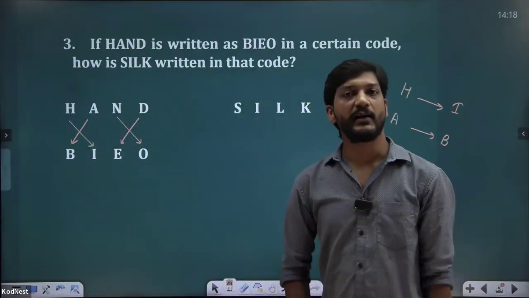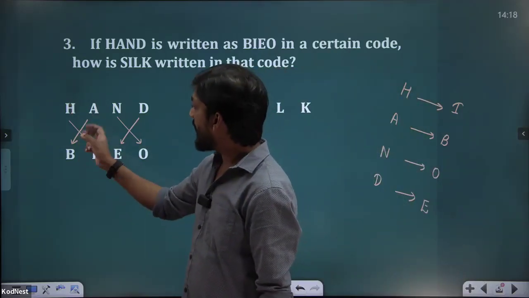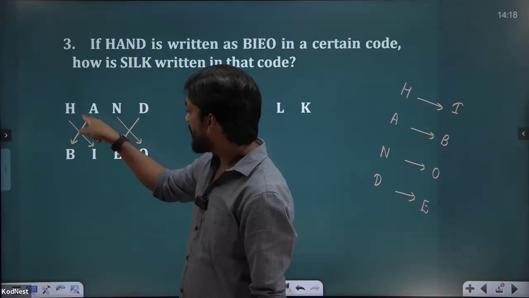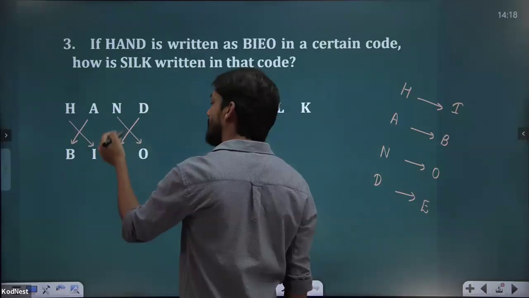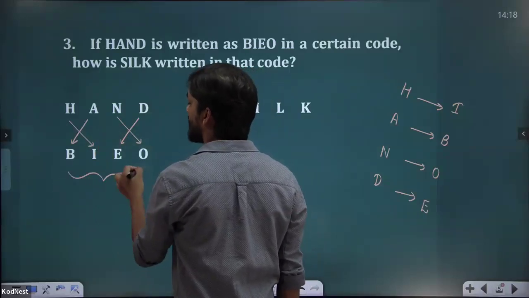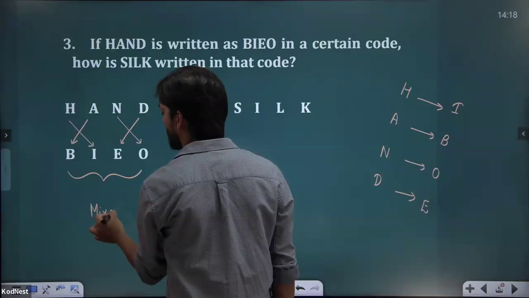So this is how the coding has been done. The code of the first two letters is not written at the same place. So, first letter second place, second letter first place. Third letter fourth place, fourth letter third place. So this is how the coding has been done. We call this a mixed pattern.